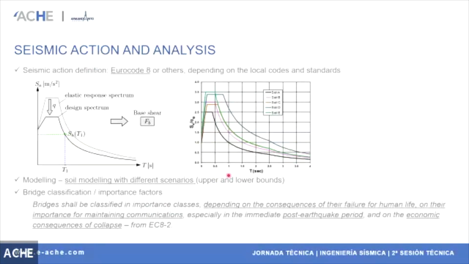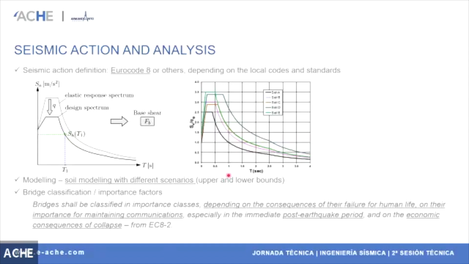Well, seismic action and analysis. As I told, we have the Eurocode in Europe. In other countries, we have other codes. We have specific studies for specific locations, as in Mexico, for example. And you design the bridge for what the owner wants. He's the one who should say which seismic action, which importance class or consequence class you should consider.